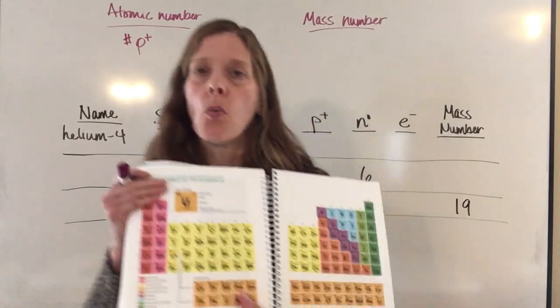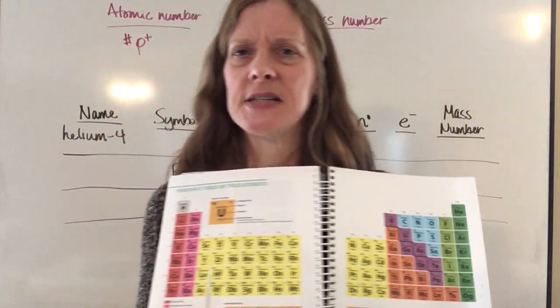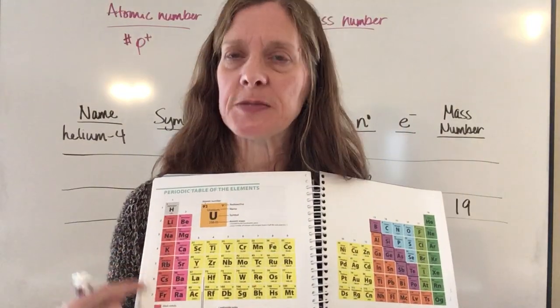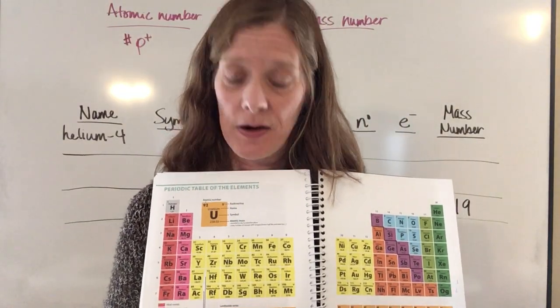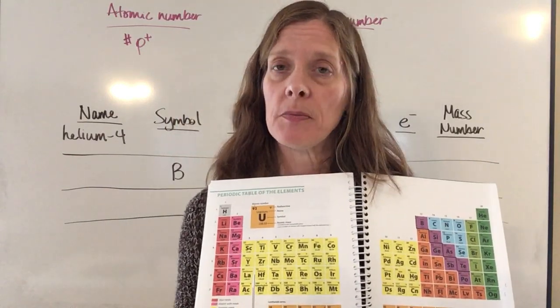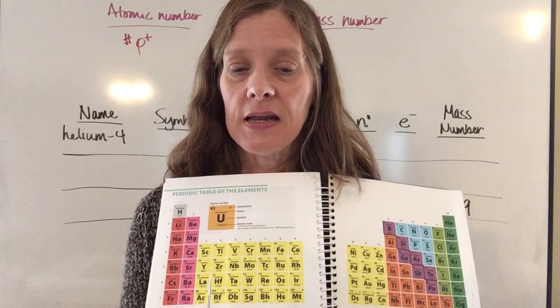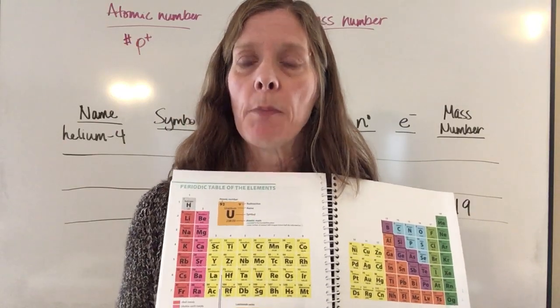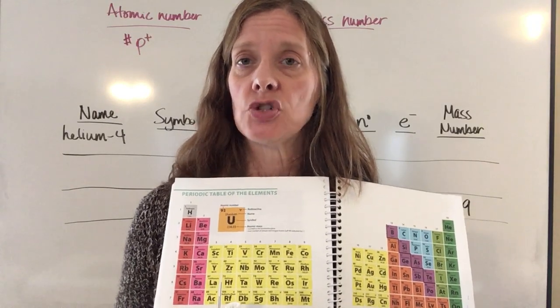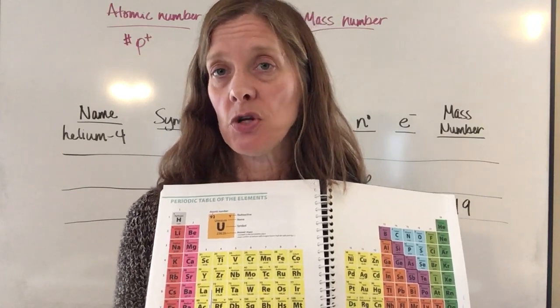Okay, so what is this big table? Well, each one of these boxes represents a different element, a different kind of atom. And each element has a specific number of protons in its nucleus. Now, the number of electrons can change, the number of neutrons can change, but the number of protons tells you exactly which kind of atom you have.